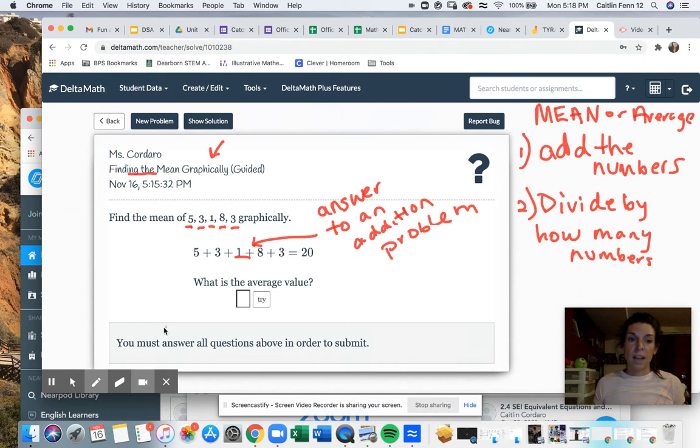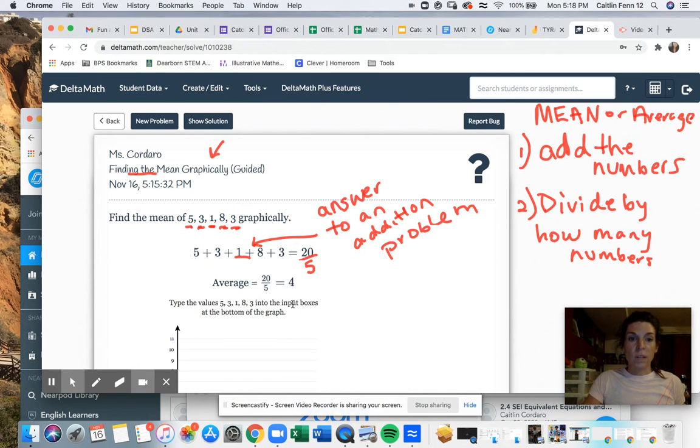So we added them, and there were 1, 2, 3, 4, 5 students that we looked at for how many times they ate fast food. So we're going to take 20 and divide it by 5. So 20 divided by 5 is 4.